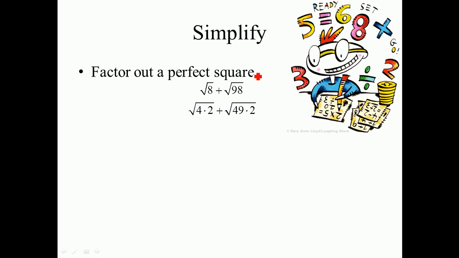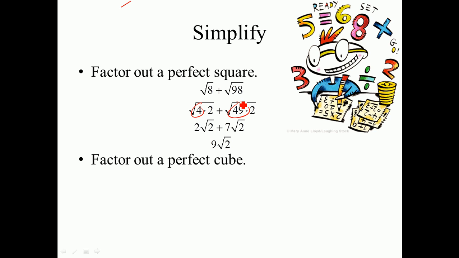So now that I have a perfect square here, and I have a perfect square here, I can take those out. I take the 4 out, it becomes a 2. I take the 49 out, it becomes a 7. And I should have 2 times the square root of 2 plus 7 times the square root of 2. Now I can add them because they are like radicals. So when I add them, I'm going to be left with 9 times the square root of 2.